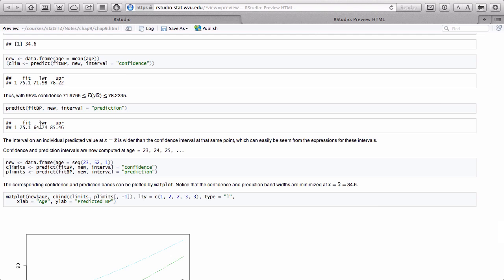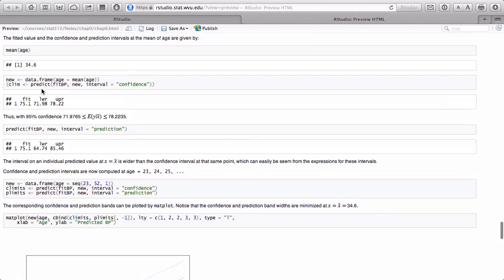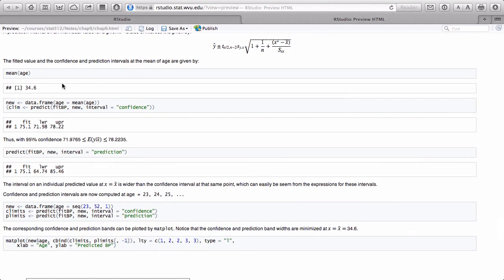So first of all, I'm going to go through a few of these, but just let me show you the idea of what we're doing. The mean of age is 34.6, and there is a function called predict. What predict will do is take the model object, and then it takes a data frame with what you want to predict.